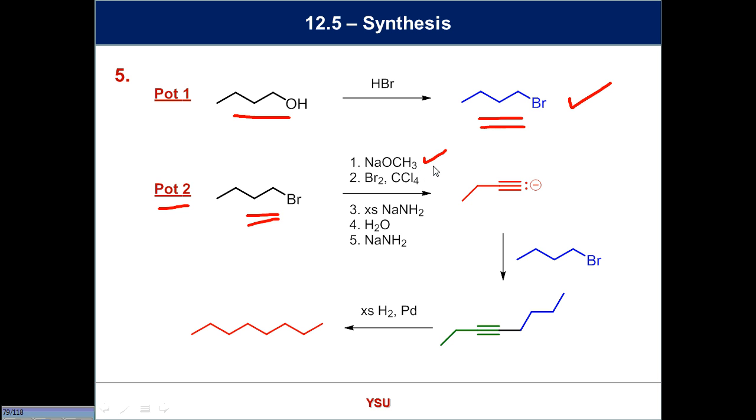Is NaOCH3 a really good choice right there? It is not. Why is it not a good choice? What competes with E2? SN2. And if NaOCH3 looks at that alkyl halide, you'll get both, right? What's a better base to use to avoid the SN2?